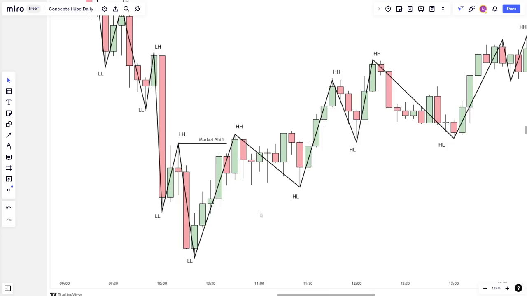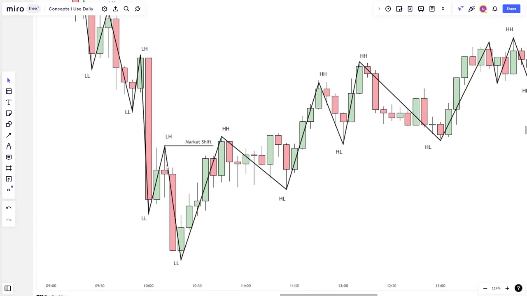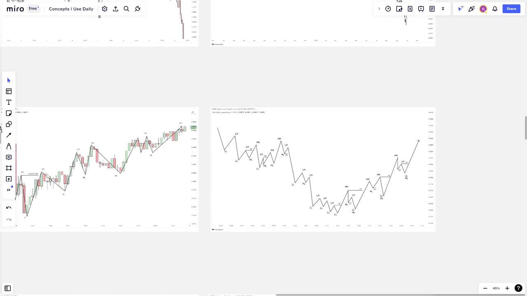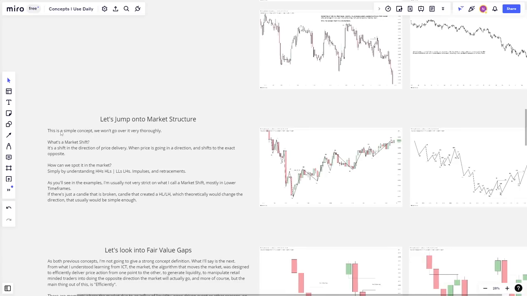And if you do watch ICT's videos, you can see how he uses candles like that to call a market shift. So that is really all that I wanted to go over regarding market structure. I just wanted you to understand what a market shift is. Again, it's when the direction changes, when we're talking about lower lows and lower highs changing to higher highs and higher lows, or vice versa, of course.